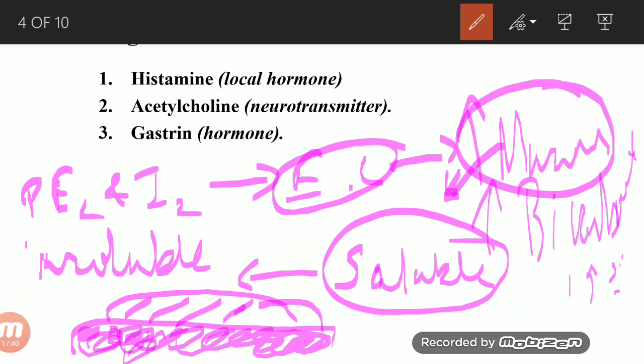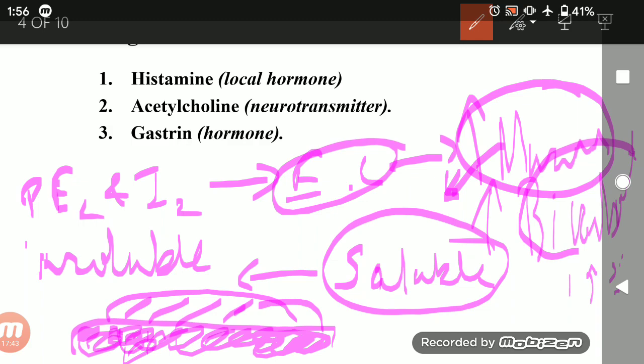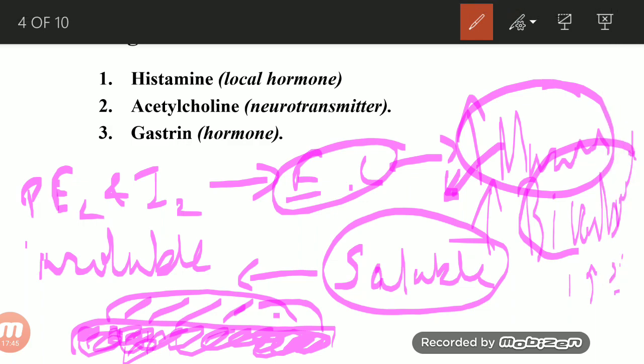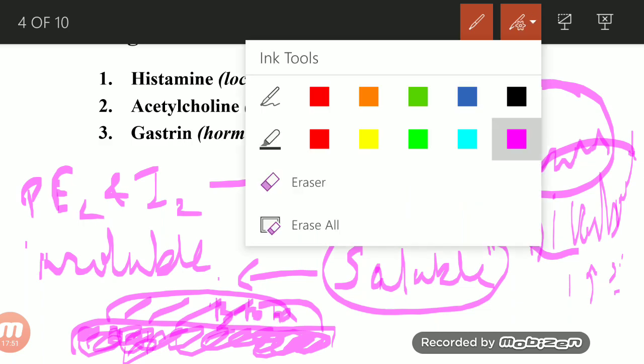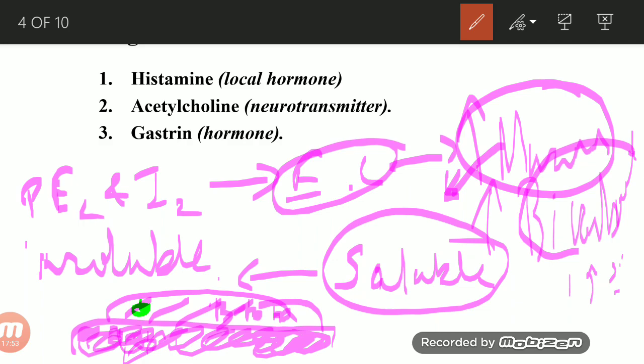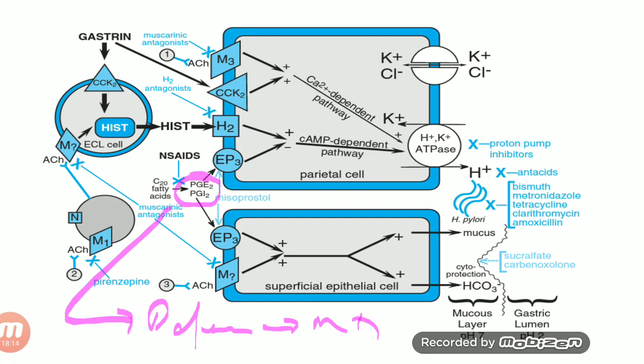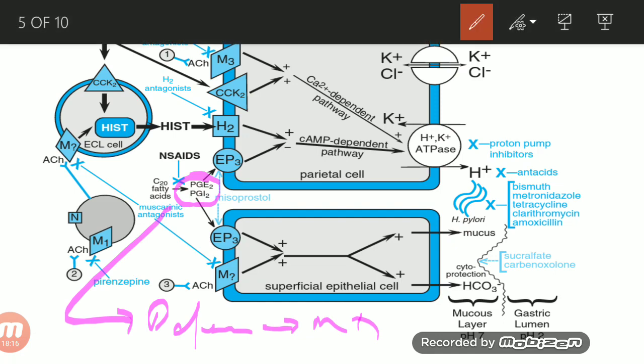On top of that, your bicarbonate ions, which are alkaline in nature, when they are getting secreted, get entrapped. These bicarbonate ions get entrapped within your mucosal gel, so thereby this provides protection to your gastric mucosa against your acid and your pepsin. Okay, so this is your entire diagram.